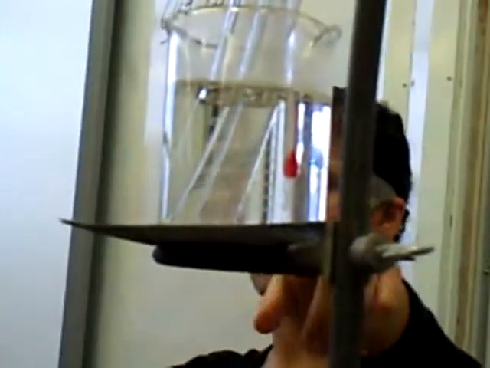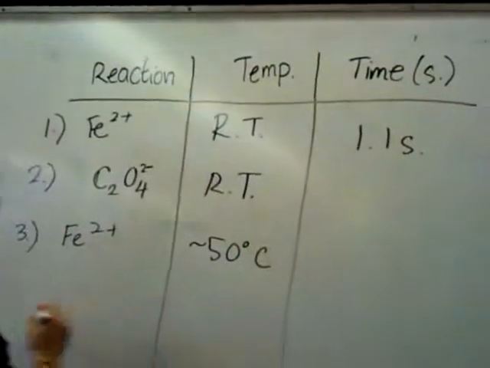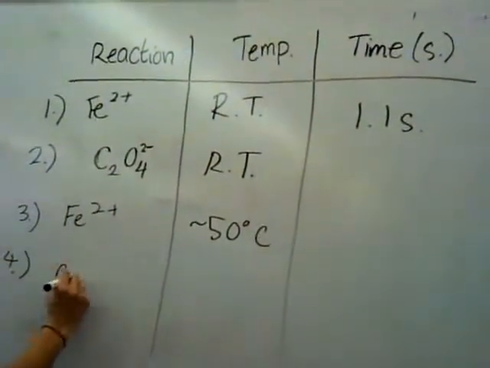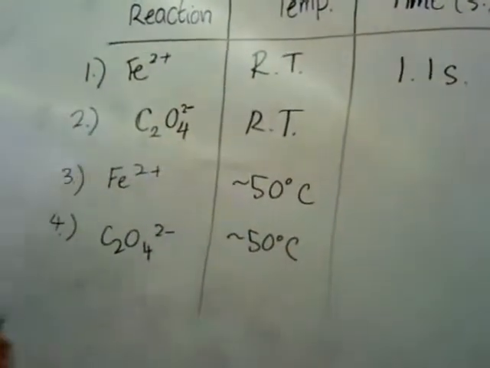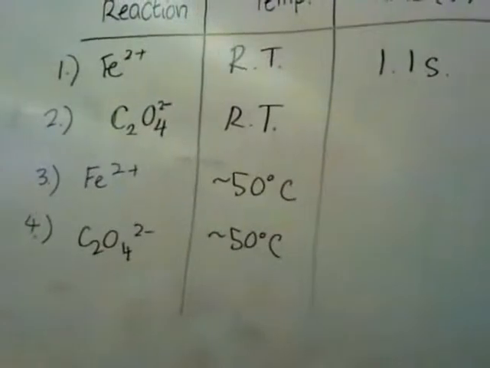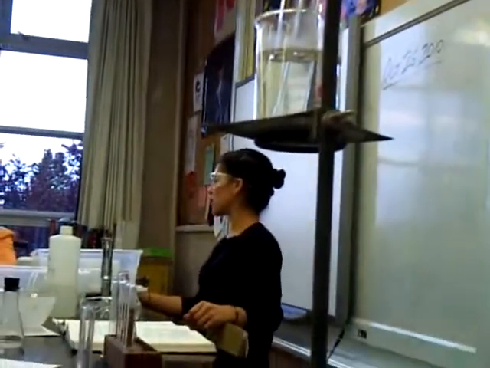So what is the difference between these reactions and these reactions? One is warm and the other one's at room temperature. This one's about at 50 degrees. We have our iron at about 50 degrees Celsius and our oxalate. What do you predict will happen with the ones that are heated up? If I add our purple permanganate, what do you expect?